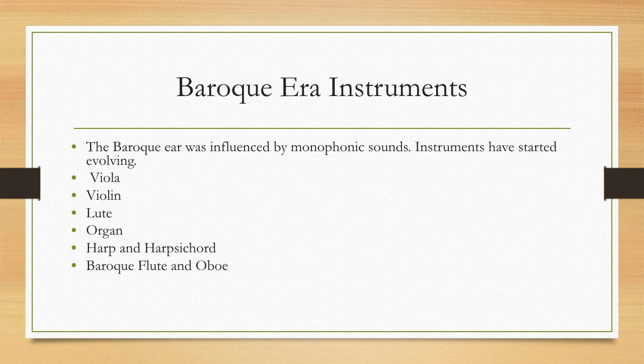In the Baroque era, we have tons of instruments. Instruments are really becoming a major piece in symphonies. Obviously, that's what we have, but they're becoming a major piece of music in general. We have the viola, violin, lute, organ, harp, harpsichord, baroque flute, and oboe.